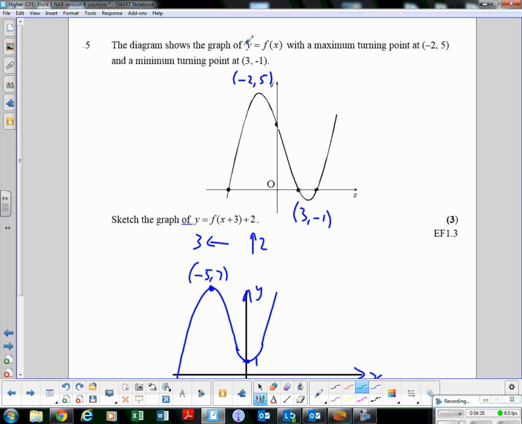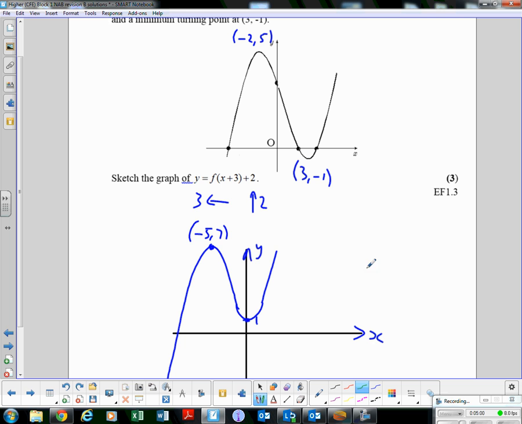The diagram shows the graph of y equals f of x. Here's the 2 turning points, so I've marked those on. How does this transform the graph? f of x plus 3 moves every point on the graph 3 to the left. The plus 2 on the end moves every point on the graph 2 up. So literally you're taking your maximum and minimum here, moving them 3 to the left and 2 up. So I've marked those points on before drawing, then I've sketched the same shape. It's got to be the same shape.